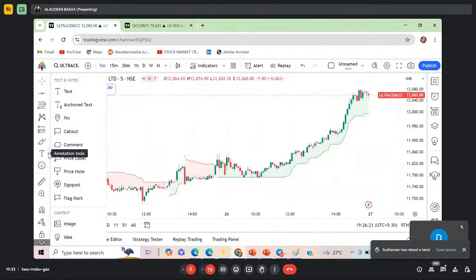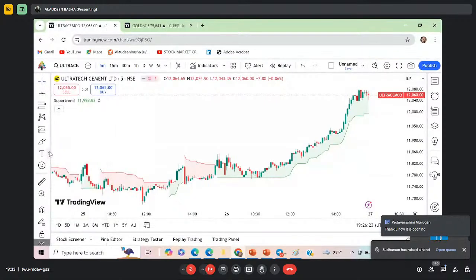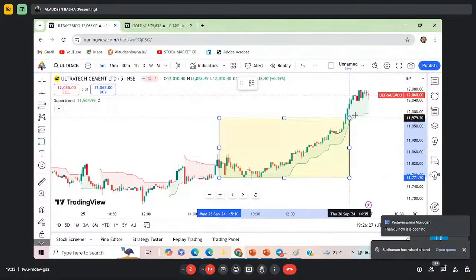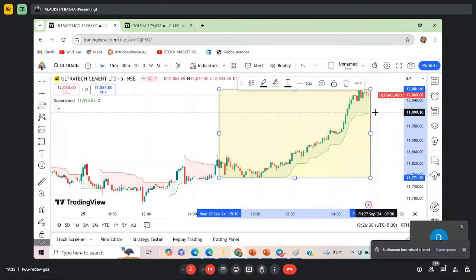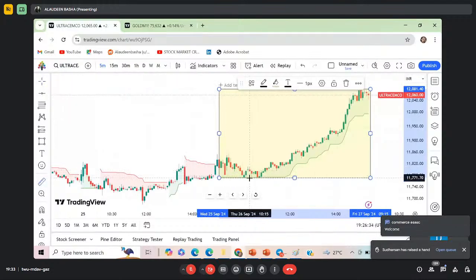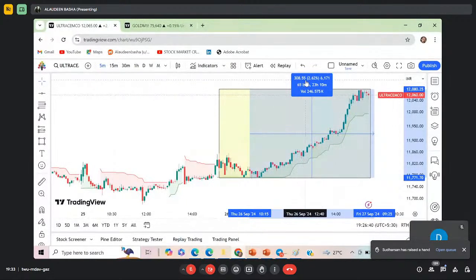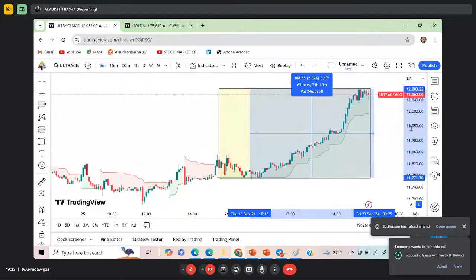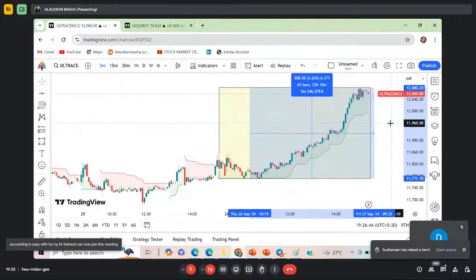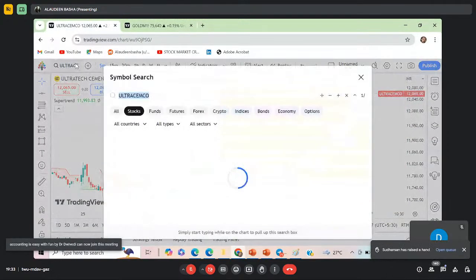There's no sell in UltraTech as per Super Trend. Once you buy here in the morning, you get this kind of profit, nearly 300 points, which means 2.62% profit today. Okay, we go for another stock.